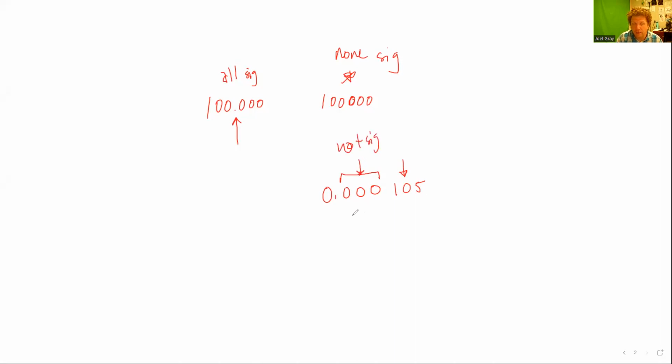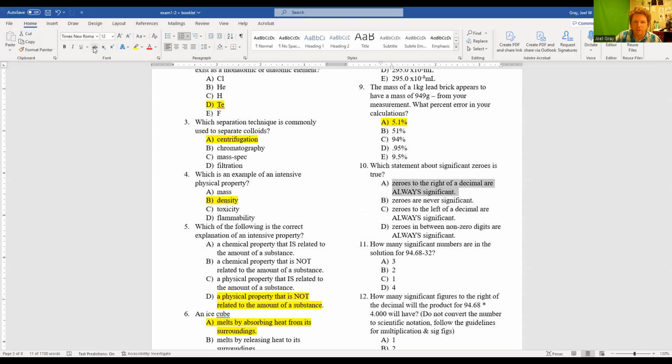These are to the right of a decimal, but they are not significant zeros because they are to the left of the only non-zero digit. So now let's go back to our answer options. A is going to be out. B, zeros are never significant. Well, that's incorrect because there are some zeros that are significant. C, zeros to the left of a decimal are always significant.